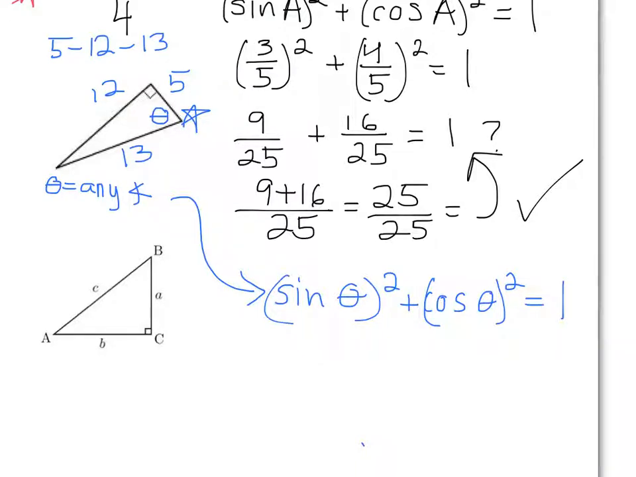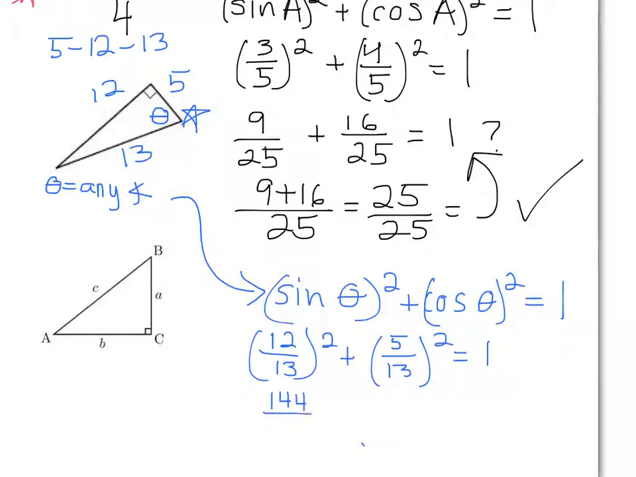Then if we have sine, that's going to be 12, the opposite, over the hypotenuse 13. When we square that, then we're going to have the cosine of that same starred angle be 5 over 13. And if we square that, we get 1. And of course, squaring the fraction, top and bottom parts of the fraction squared, numerator and denominator, 144 over 169 is what 12 over 13 squared becomes, plus 25 over 169.